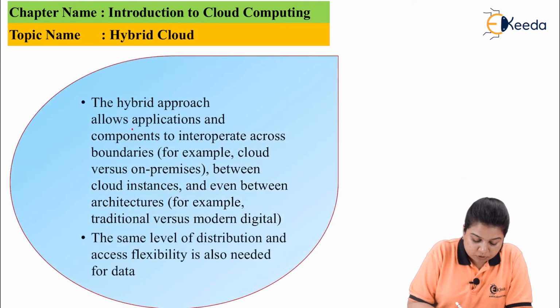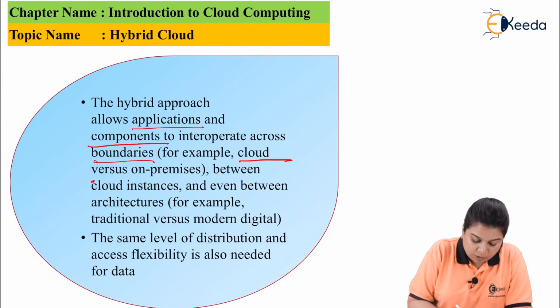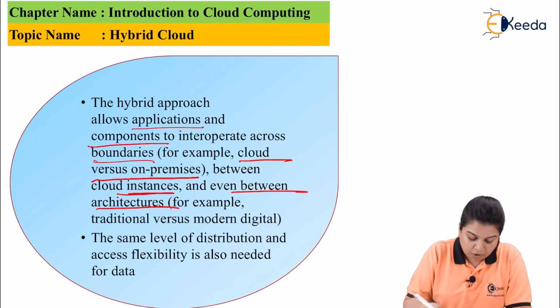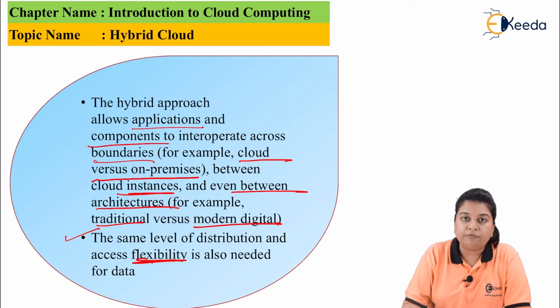The hybrid approach allows applications and components to interoperate across boundaries. For example, cloud versus on premises, between cloud instances, and even between architectures. For example, traditional versus modern digital. The same level of distribution and access flexibility is also needed for data.